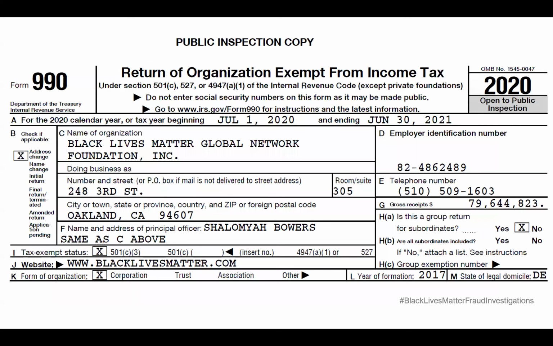So let's take a look at the return of organization exempt from income tax, or the Form 990 information return for the Black Lives Matter Global Network Foundation for the year 2020. So this is the Black Lives Matter Global Network Foundation Incorporated Form 990 information return for the year 2020. And as you can see, it's open to public inspection. So anytime you want to see a Form 990, just ask for it.